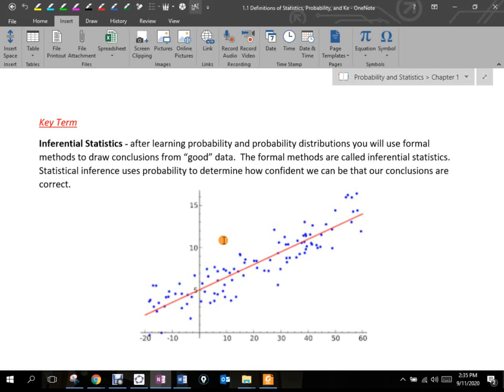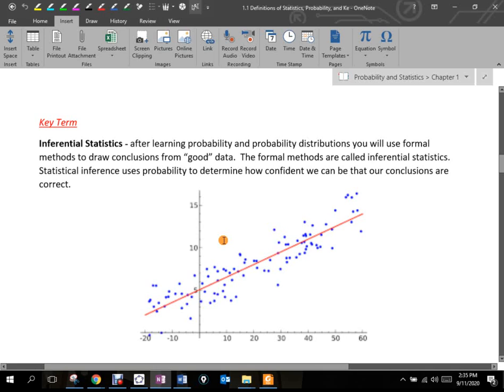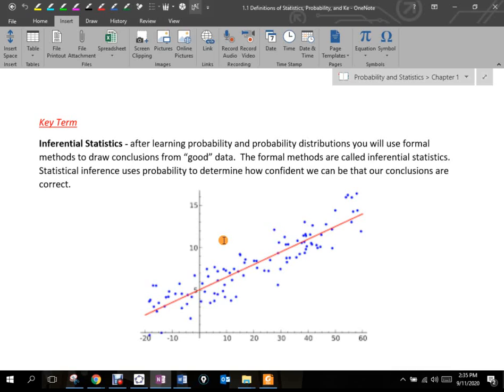We'll do a chapter of probability where we're talking about rolling dice and picking cards and that kind of stuff, because eventually we will morph into inferential statistics, which incorporates probability. So we need to have a good understanding of probability, okay? But inferential statistics says, after learning probability and probability distributions, you will use formal methods to draw conclusions from good data. This is what is used in medical research. It's used in educational research.